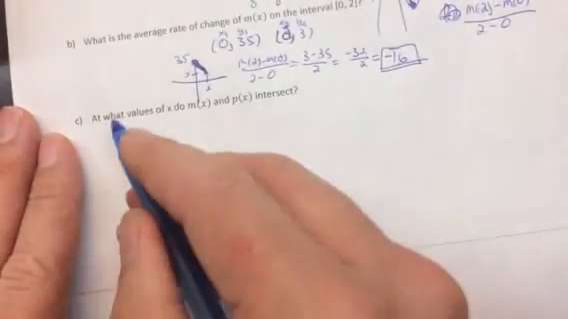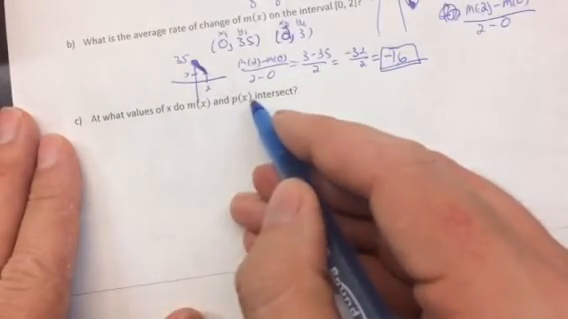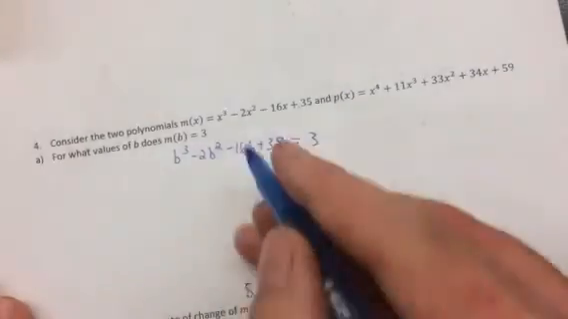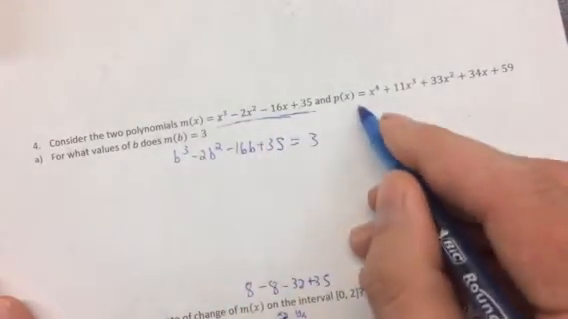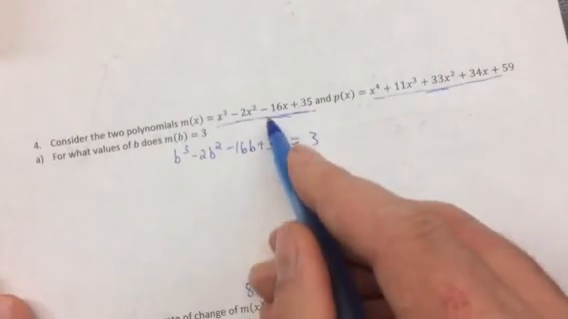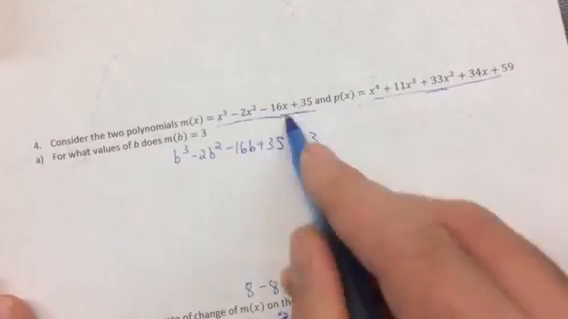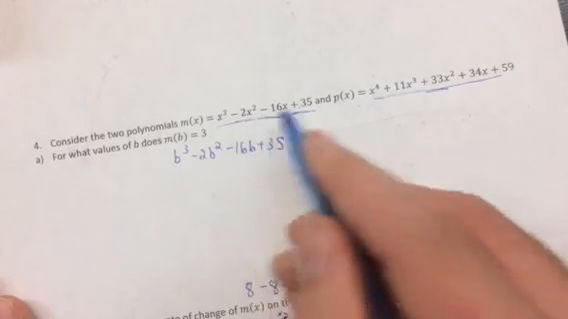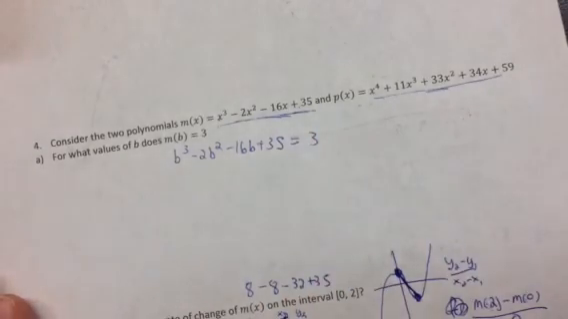All right, at what values of x do m of x and p of x intersect? Well, m of x and p of x will intersect when the y values are the same. And the y value is this and this. So where will the y values be the same? It's going to be when these two are equal to each other. So we're just going to set these equal to each other and solve that quartic equation.